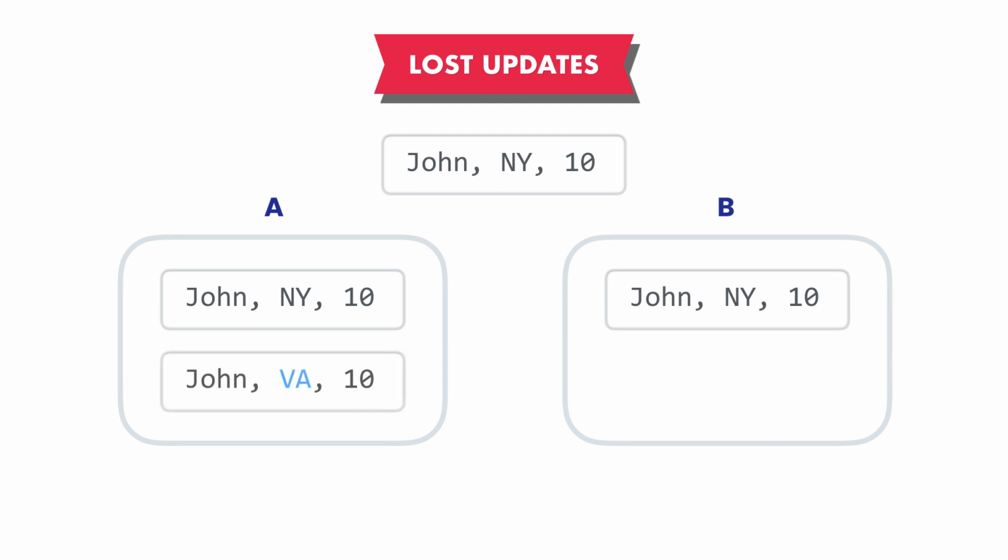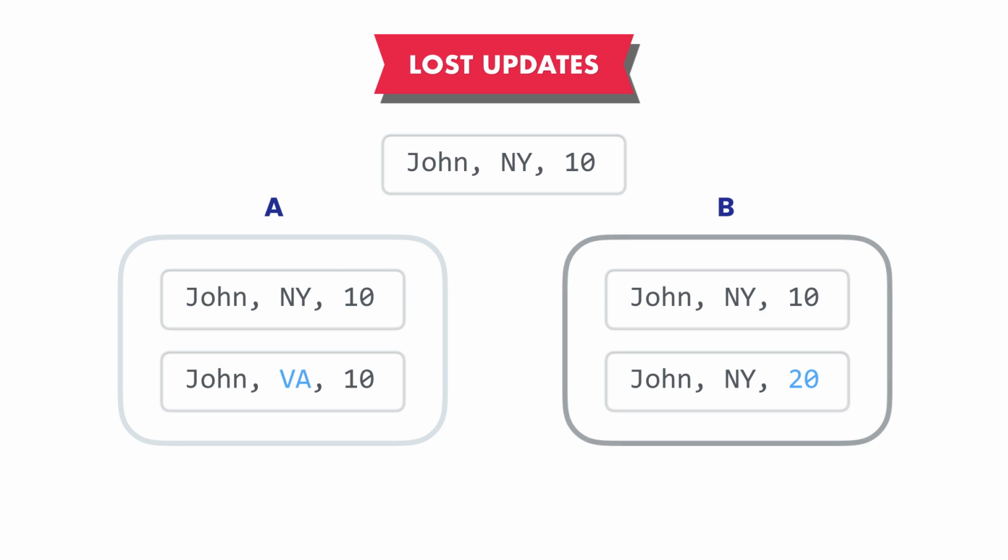Now, let's say transaction A updates the state, but it hasn't committed yet. At the same time, transaction B updates the points. Now, the transaction that commits last will overwrite the changes made earlier. In this case, if transaction B commits last, we will lose the update made by transaction A. How can we prevent this from happening?